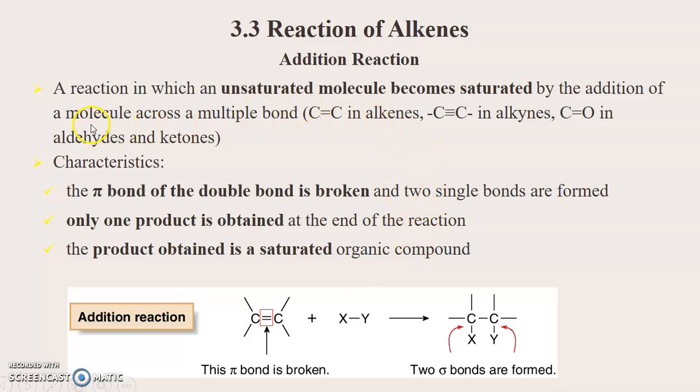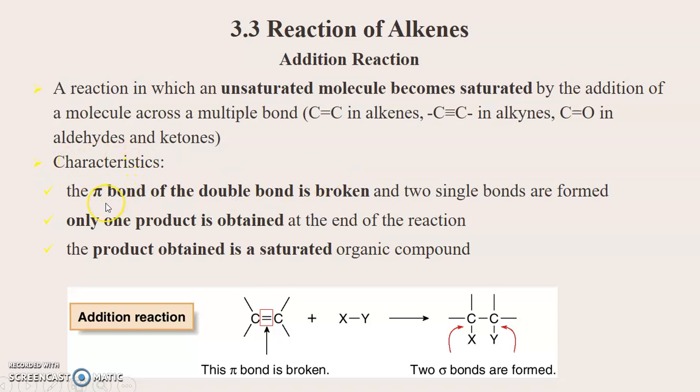Addition reaction is a reaction in which an unsaturated molecule becomes saturated. Unsaturated means it has double or triple bond. Become saturated, become single bond by addition of a molecule across a multiple bond. So we have CC double bond, CC triple bond, and C double bond O. So all these bonds can be broken and can be added with another atom, become saturated compound.